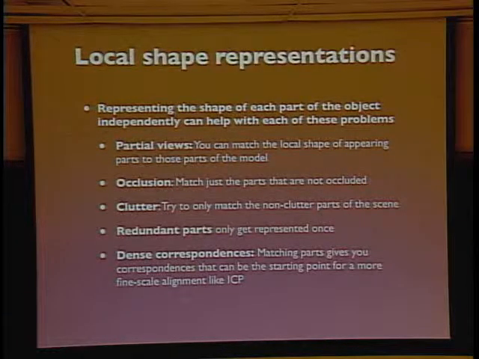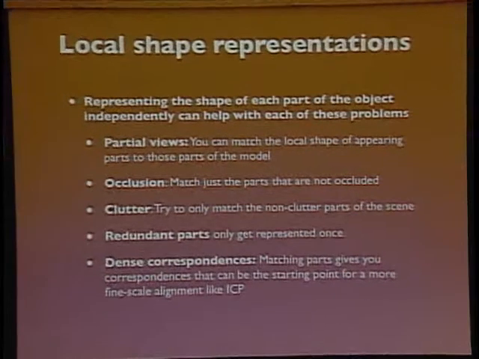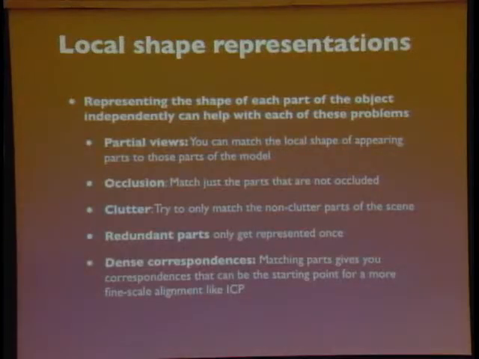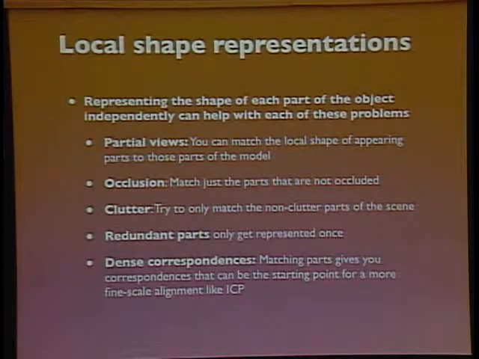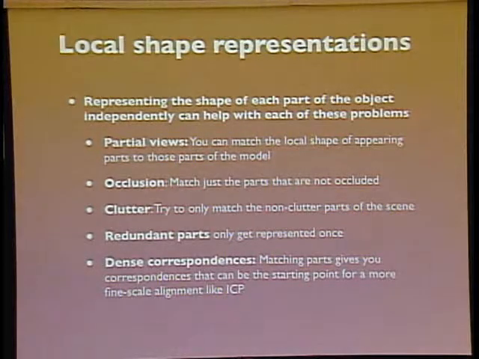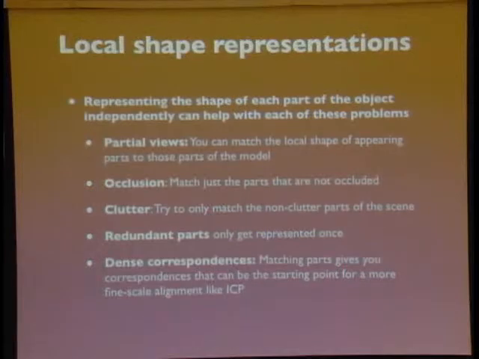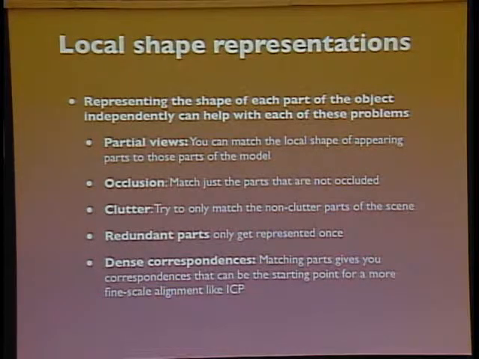Each of the little individual parts of the clutter are going to have their own local shape representation, and hopefully they don't match those of parts of the object of interest. And with redundant parts, if you have a similar type of part like a minivan back end on multiple objects, then the local shape representation for that part only needs to be represented once in your database. Or you can have a more compact representation of the shape of that part of the object.